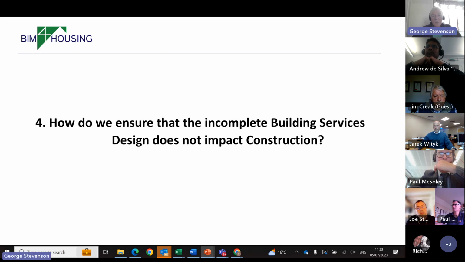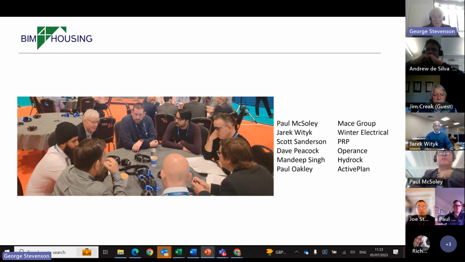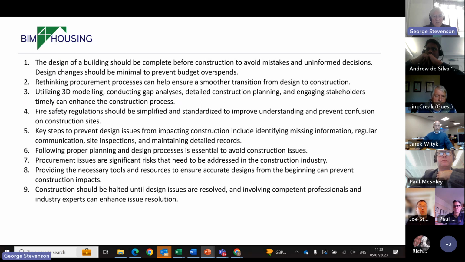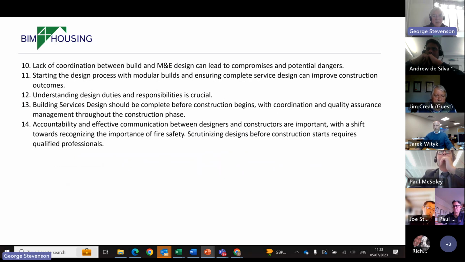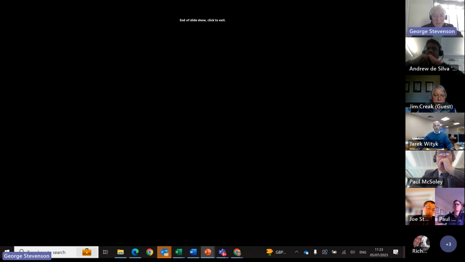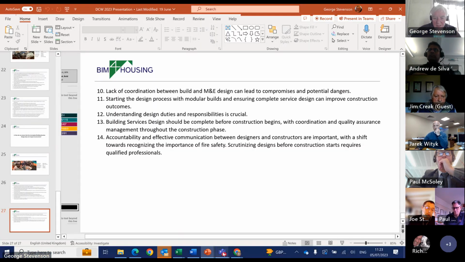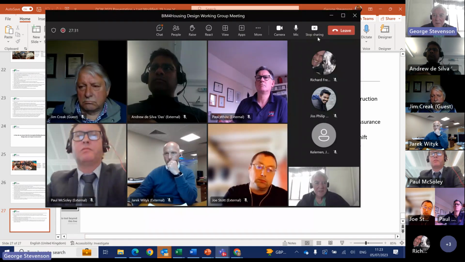And then the final thing was, how do we deal with this problem of building services design being done after the rest of the design is complete and during construction? And that's something that Paul McSorley's very passionate about. So he led this particular group, and then we went through that side of things there. So that's my report from DCW.